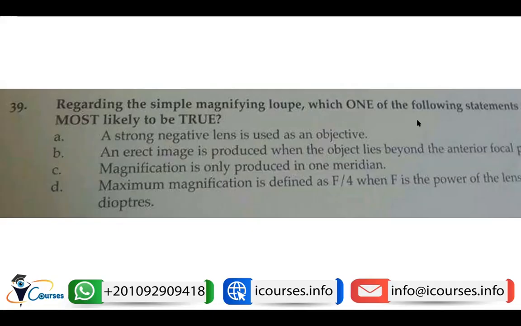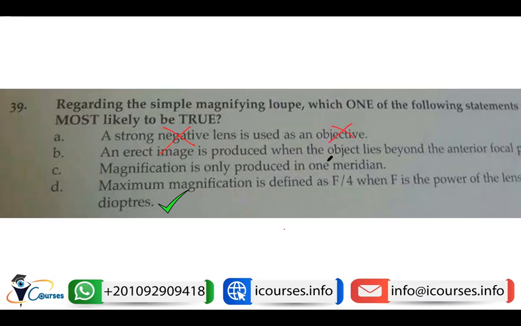Yes, that's correct, although again I have some objection regarding this question. Regarding a simple magnifying loop, which one of the following statements is most likely to be true? A strong negative lens is used as an objective. This is not true. We use a plus lens, and it is only a simple loop, there is no objective and eyepiece. It is only a single lens.